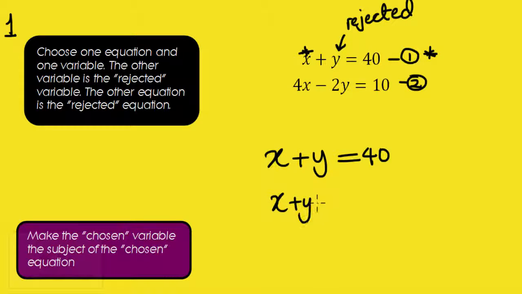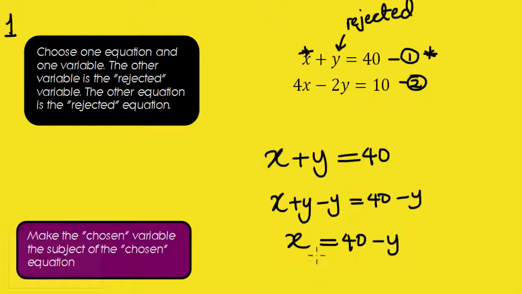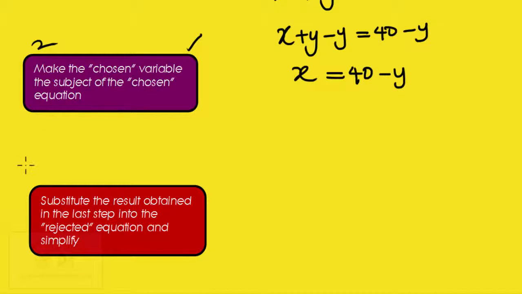This gives, simplifying gives, so I'm assuming by now that you're comfortable with changing the subject of a formula because we've done so many examples on it. So now we have x equals 40 minus y. x is the subject now of this equation. So we've complied with step 1, we've complied with step 2. It's easy so far. Now to step 3, which says substitute the result obtained in the last step into the rejected equation and simplify.